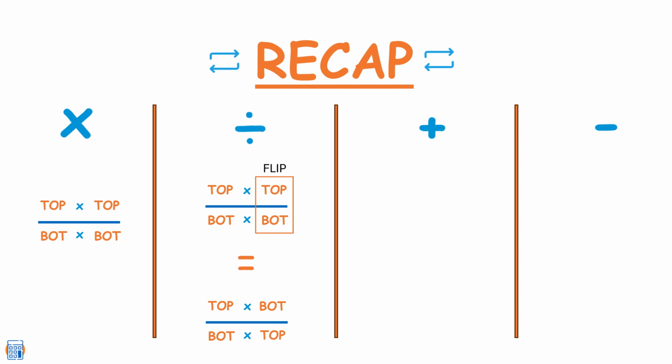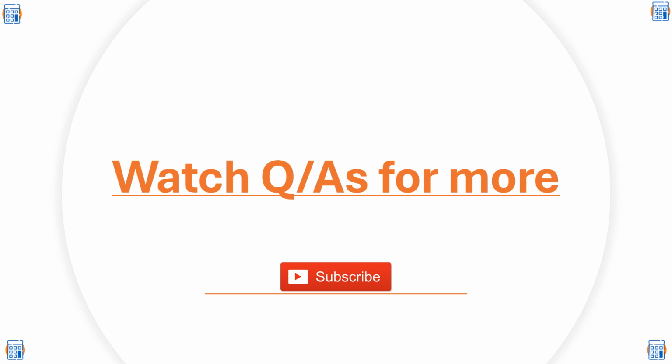All that basically means is just flip the second fraction and simplify. It's that simple. To add, you just make the bottom the same and then add the top. And then to subtract, make the bottom the same and take away the top. That is a lot of information, a lot of different rules to learn. So if you're more of an applied person like me, I would check out my Q&A videos where I'll be going through all the different steps and how I go about solving real exam questions.